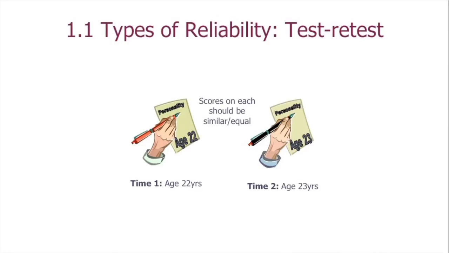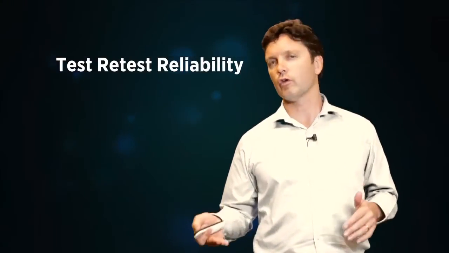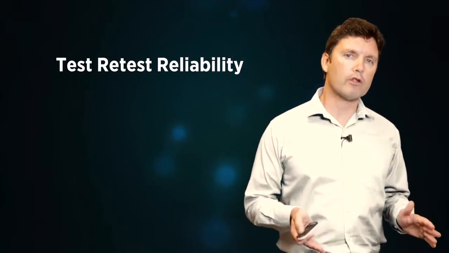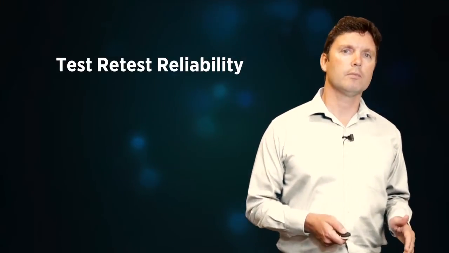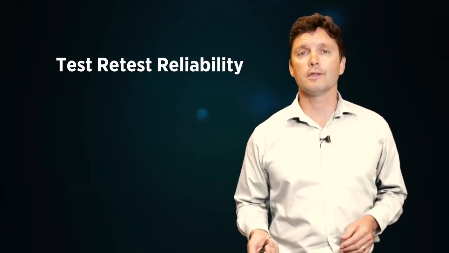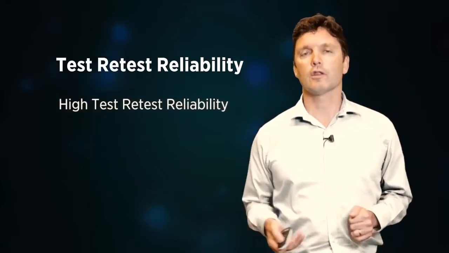In other words, if you score high on extroversion at one time, then you should score high on extroversion at other times when you complete the test. If you score low on extroversion at one time, then you should score low on extroversion at other times when you complete the test. This is known as high test-retest reliability.